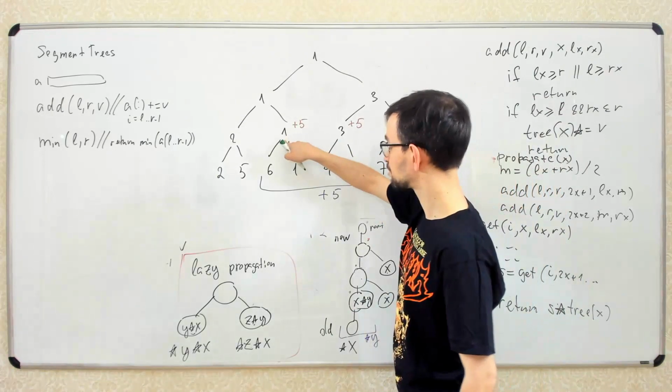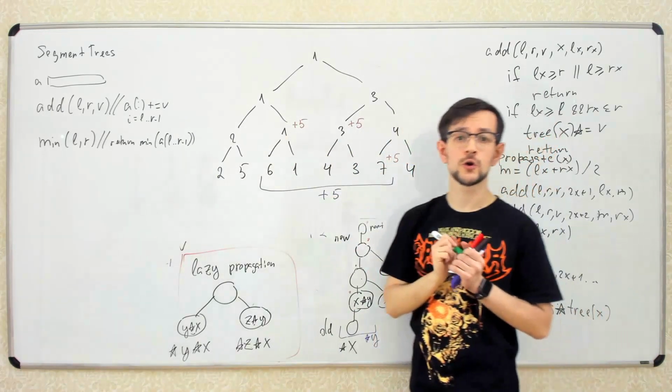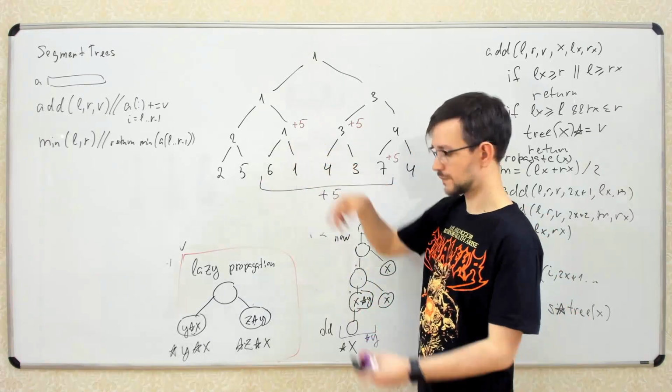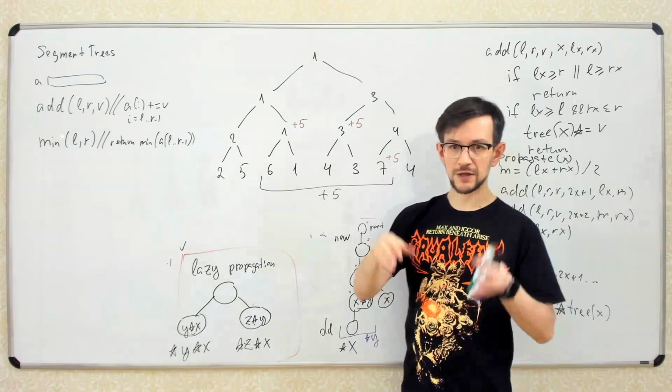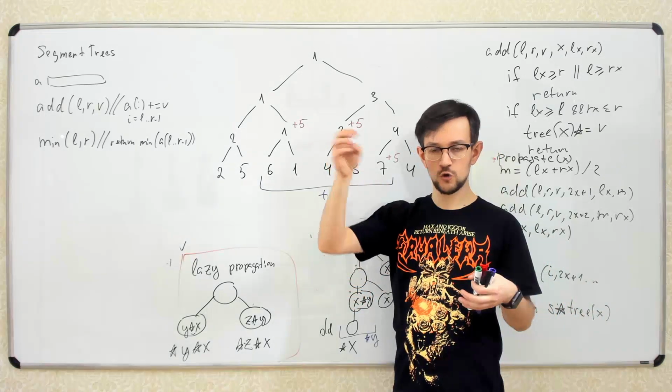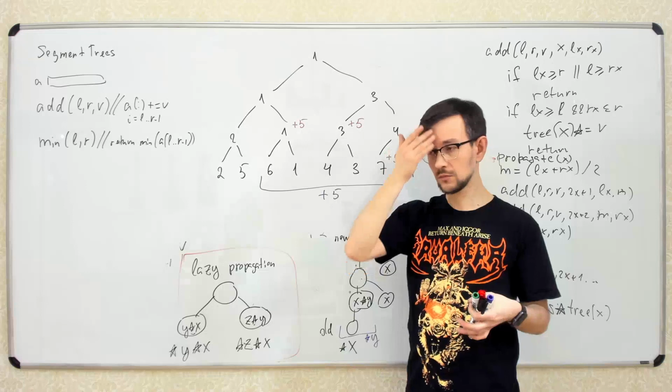So here, how to calculate the minimum? You have the previous minimum. Yeah, the minimum on this segment is 1. Now you add 5 to all elements of the segment. So the new minimum will be 6.